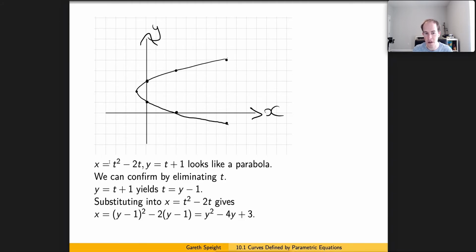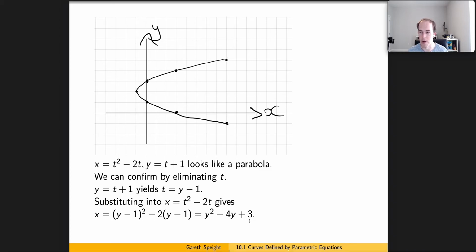We get x equals t squared minus 2t, replacing t by y minus 1. We get (y minus 1) squared minus 2 times (y minus 1). If we expand all that carefully, we get y squared minus 4y plus 3. And if you were to complete the square on this, you would see that this is actually the equation of a parabola.